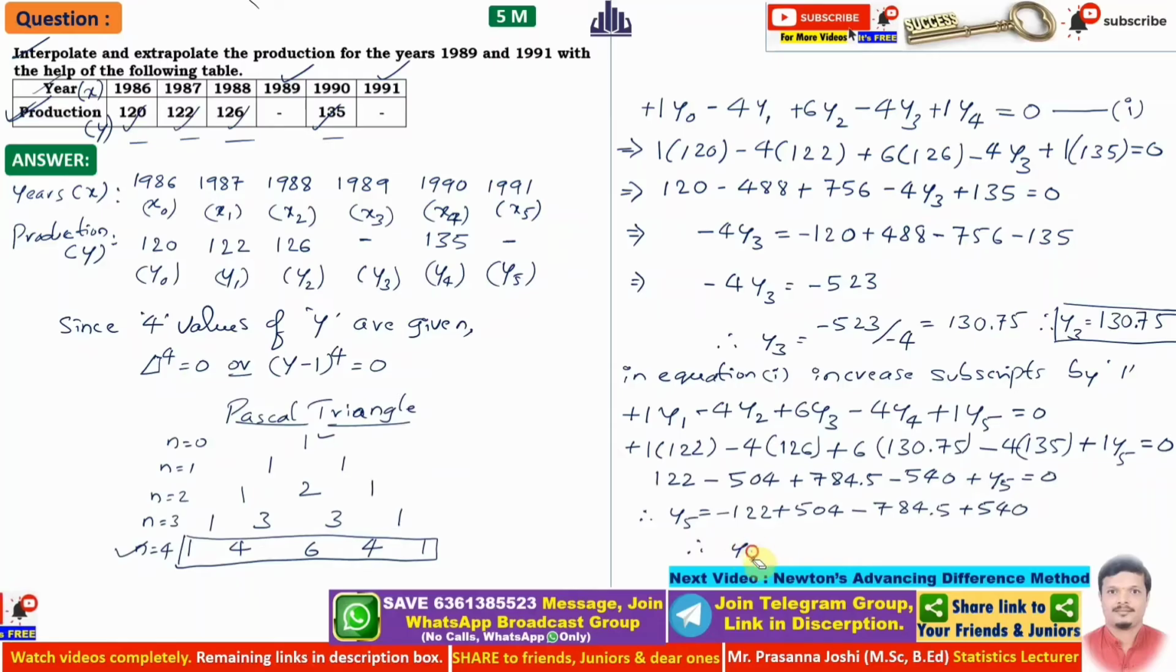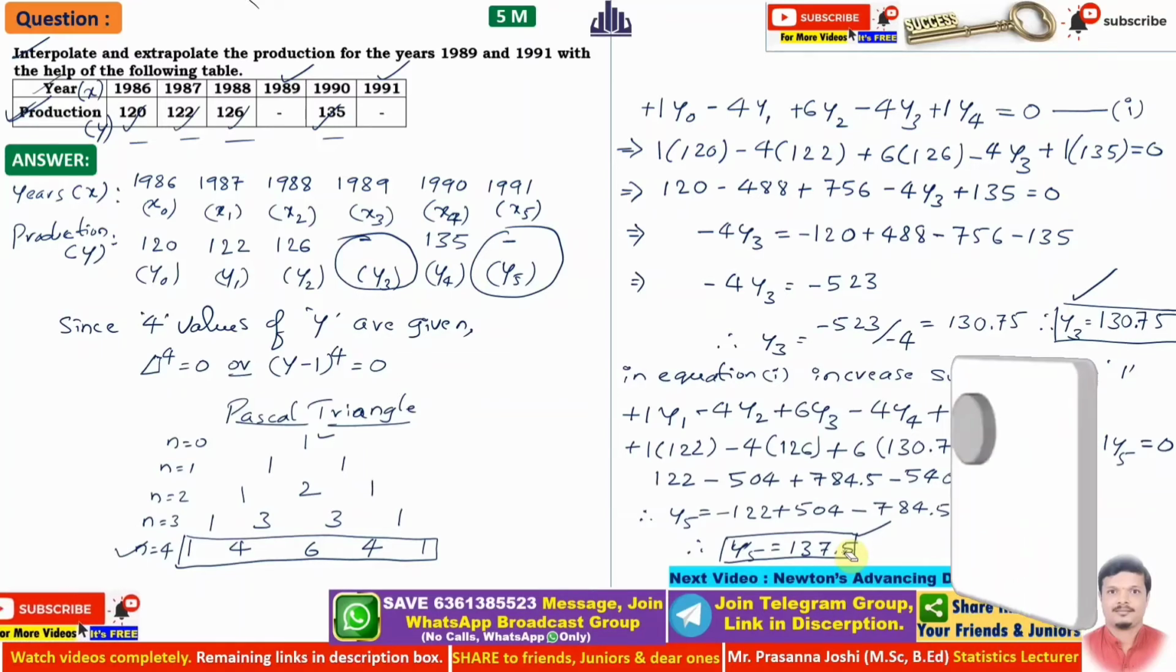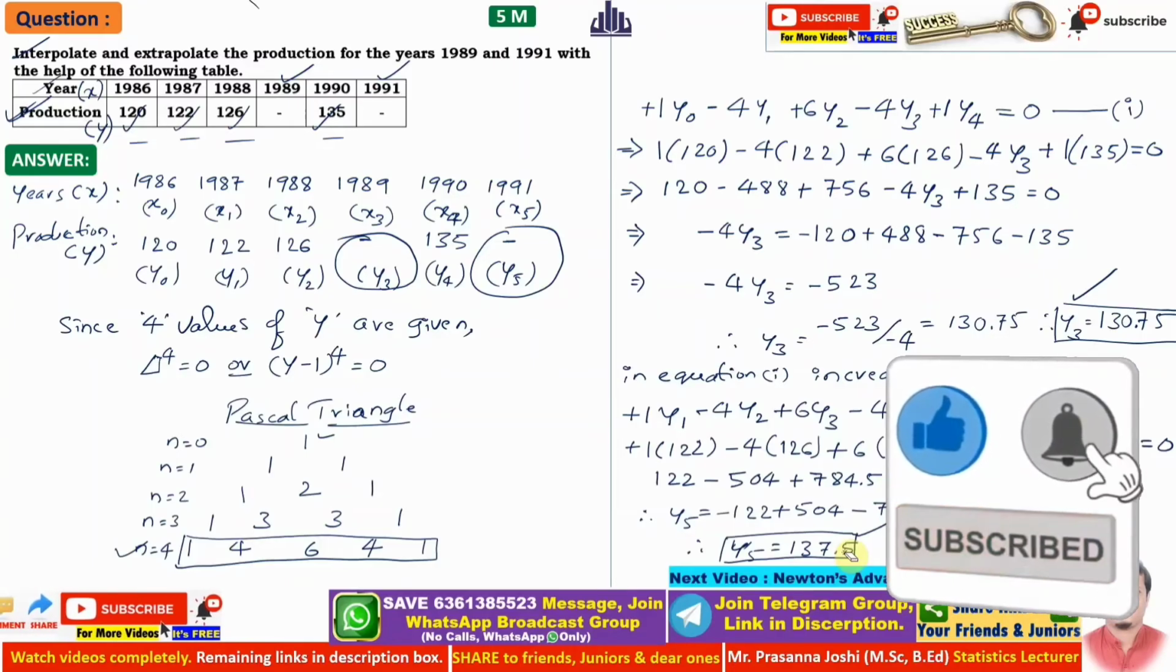Therefore, y5 is equal to, just perform this calculation in the calculator. Starting with plus, if you go, that would always be better. Plus 504 minus 122 minus 784.5 plus 540. If you perform this calculation, you are going to get the answer as 137.5. Therefore, y5 is equal to 137.5. So what we wanted here was to calculate y3 and y5. We have calculated both y3 and y5 using the binomial expansion method. If you write this much, you are going to get 5 marks.